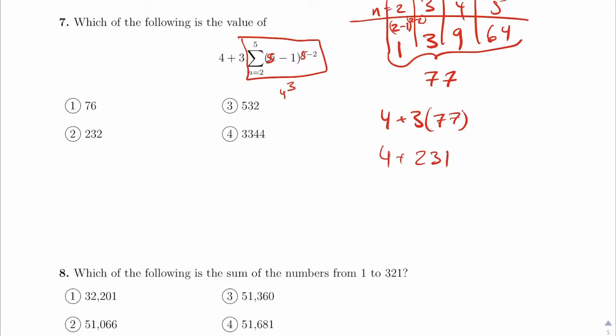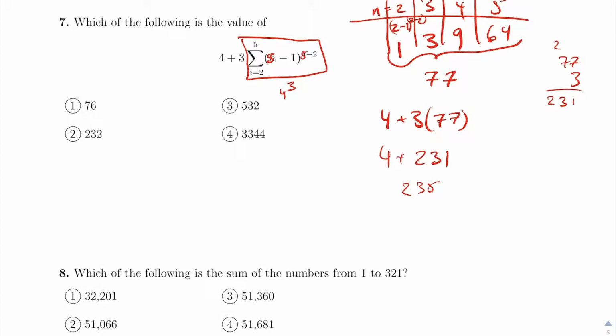Is that right? Maybe I made a mistake. Let's see. 3 times 77 is 1, 2, 2, 3. Wait, 3 times 2, 3, 1. I'm getting 235.